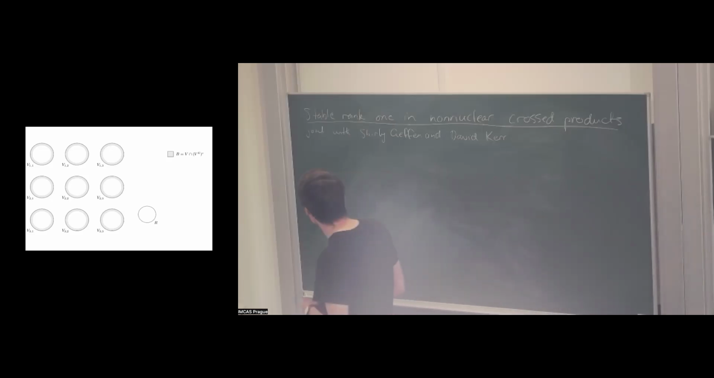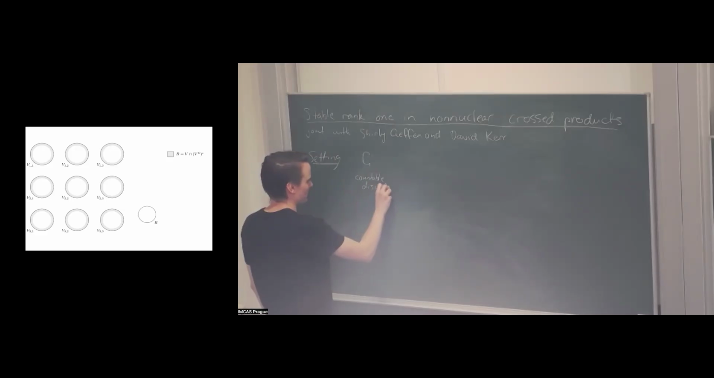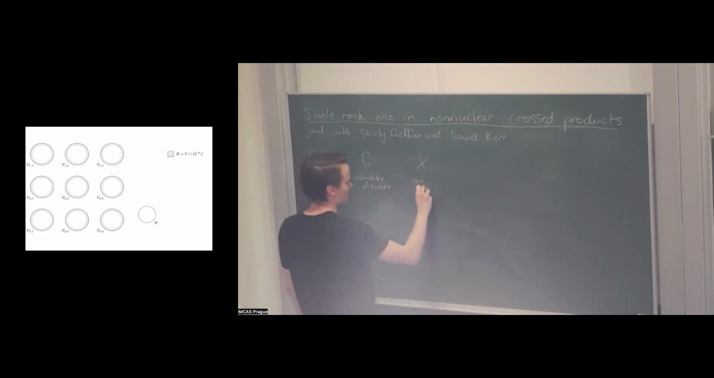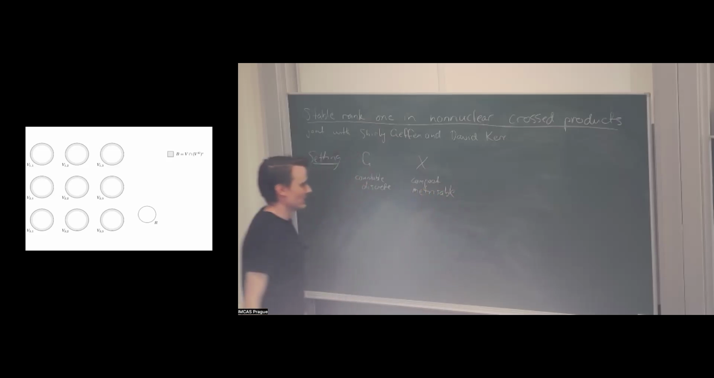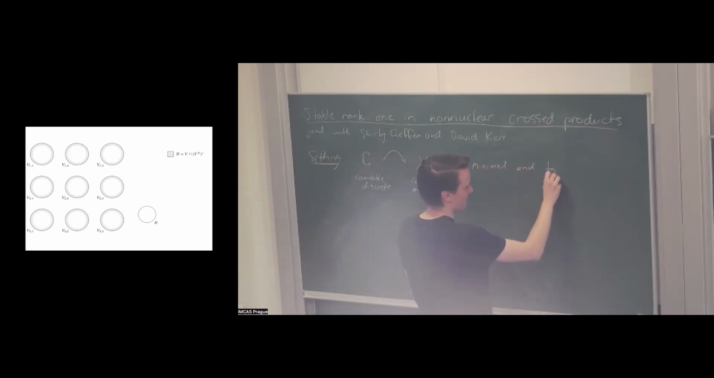Some of the terminology and notation has already been introduced, but let me just fix some notations and assumptions. The setting will be as follows. G will always be a countable discrete group. X will be compact metrizable, and in fact, often it will be a Cantor set towards the end of the talk. And then we have an action by G on X by homeomorphisms, which, unless I say otherwise, will always be minimal and topologically free.